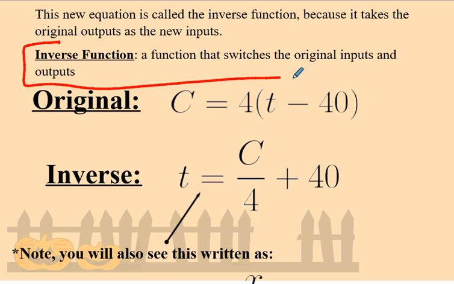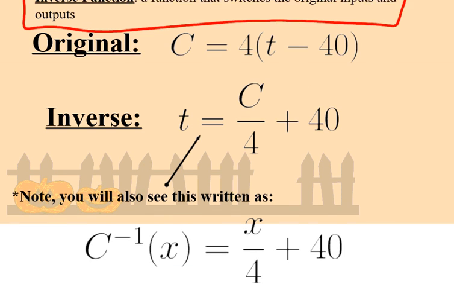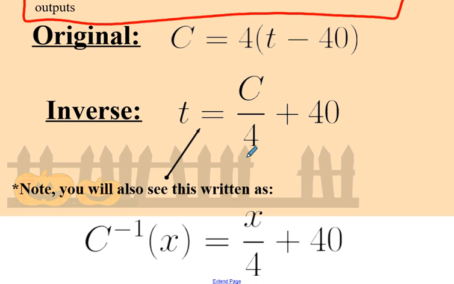So vocab word of the day: an inverse function is a function that switches the roles of the inputs and outputs. Originally I gave it T and it supplied C. So originally T was an input and C was the output. Now it's the opposite. C is the input and T is the output. If the book was writing this inverse equation, this is how we would write it.